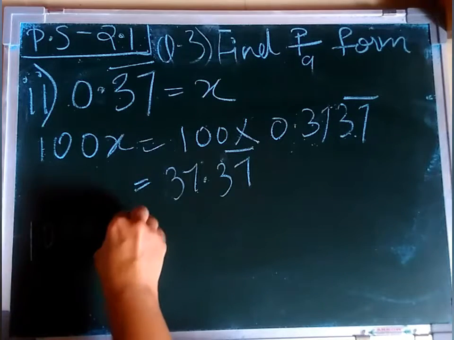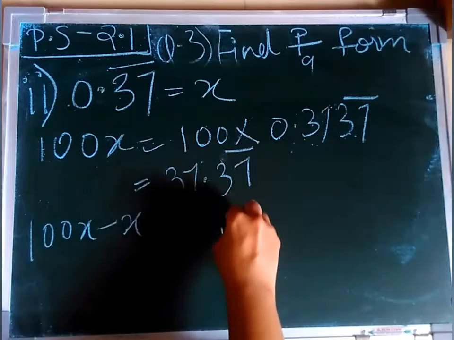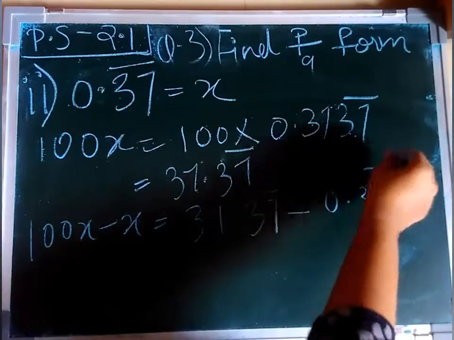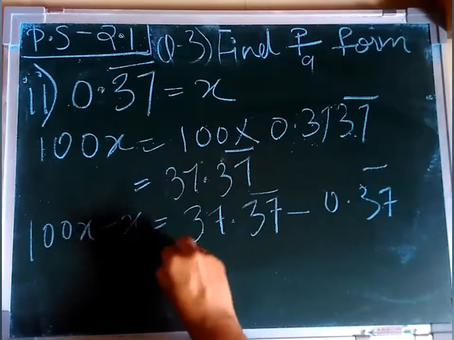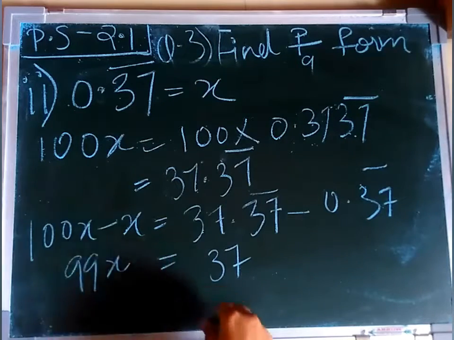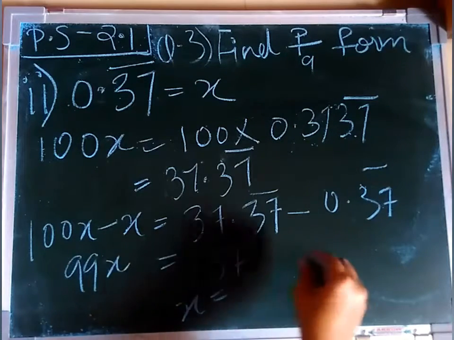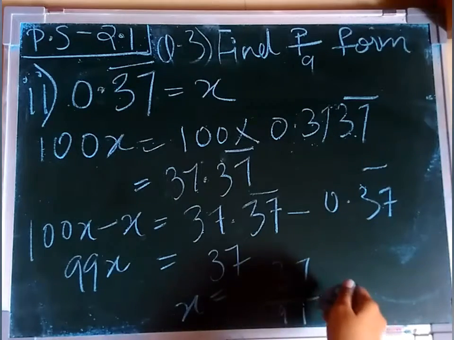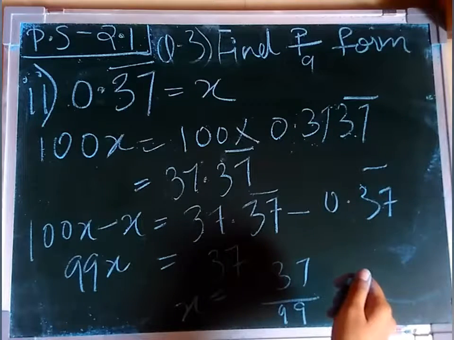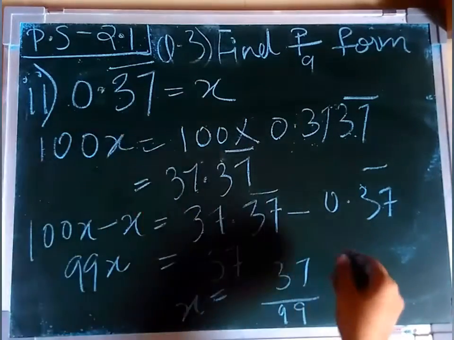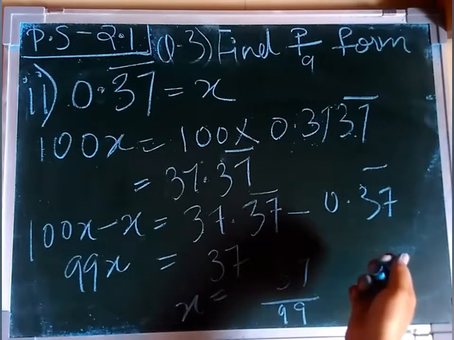Now 100x minus x will be 37.37 bar minus 0.37 bar. So this 0.37 bar will go and only 37 remains, and this is 99x. So x is equal to 37 upon 99. Now we cannot reduce this more because both do not have any common factor. This is the shortest form. So x is 37 by 99. That is the p by q form of 0.37 bar: 37 upon 99.